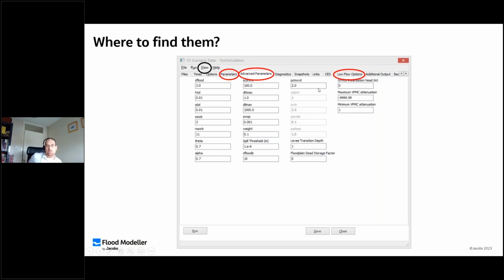And the tabs that you're really looking at are one called parameters, one called advanced parameters. Again, don't ask me what the exact difference is between a parameter and an advanced parameter. And there are some extra parameters on the low flow options tab as well. And maybe a couple of others dotted about the place, but those are the main 3 areas where we'll find our parameters, and especially the 1D river ones I'm talking about today.